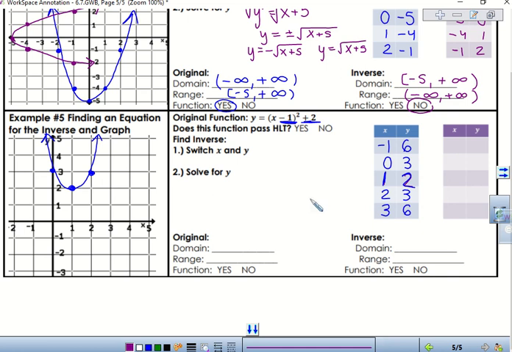Now we're going to identify this as a function or not a function. What do you guys think? Function. It is a function, but its inverse will not be a function, right? Okay. So we have to find the inverse, so we're going to switch the x and the y. We're going to solve for the new y, so I got to get the 2 over here.